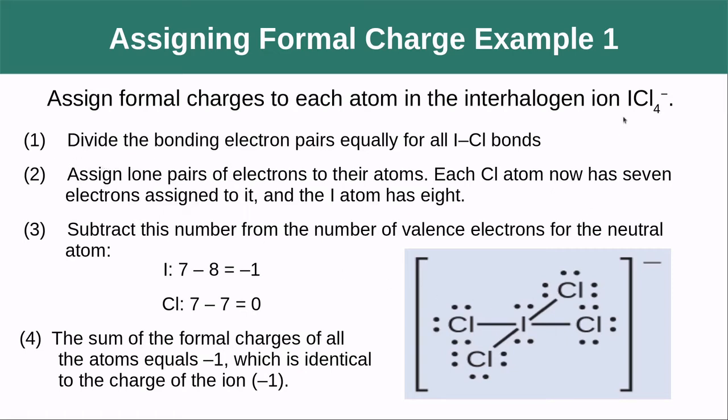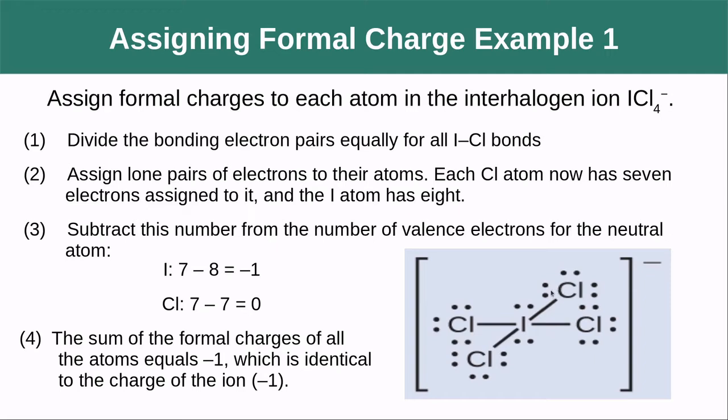We're going to start off by taking iodine because it's the one that's different than the others, right? We're going to put it in the center. That's our central atom. We're going to draw a bond to each of the 4 chlorines, okay? Then we're going to start to divide the bonding. Then we're going to start to assign the lone pairs of electrons to their atoms. Each chlorine atom now has 7 electrons assigned to it, and the iodine has 8.